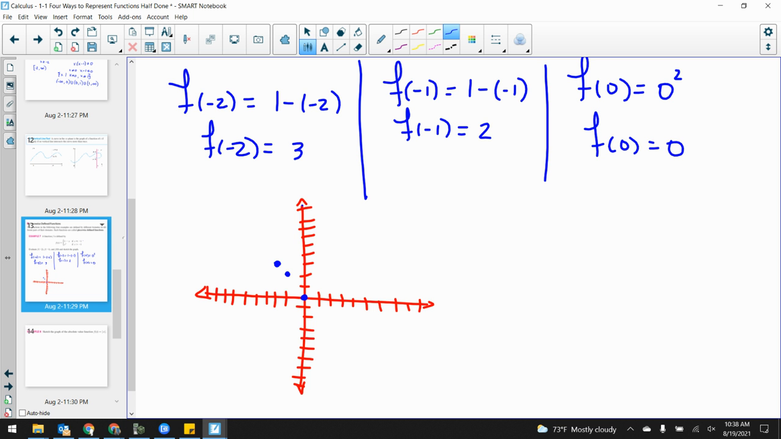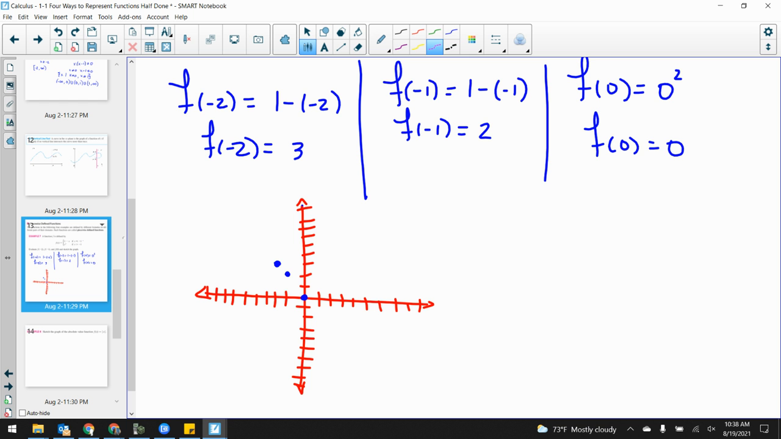Based on these 3 points, it may be tempting to just draw your line in between them and be done with it, right? That's tempting. However, our knowledge about piecewise functions says that on the left side of negative 1, it's linear, but on the right side of negative 1, it's quadratic. So we have to be very careful about how we graph this thing.